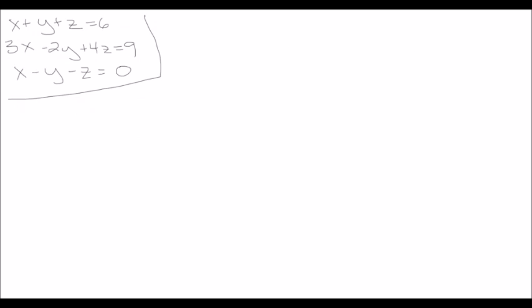So now let's look at this more complicated system of equations. Unfortunately, when you add another equation and another variable, that simply makes for more algebra.